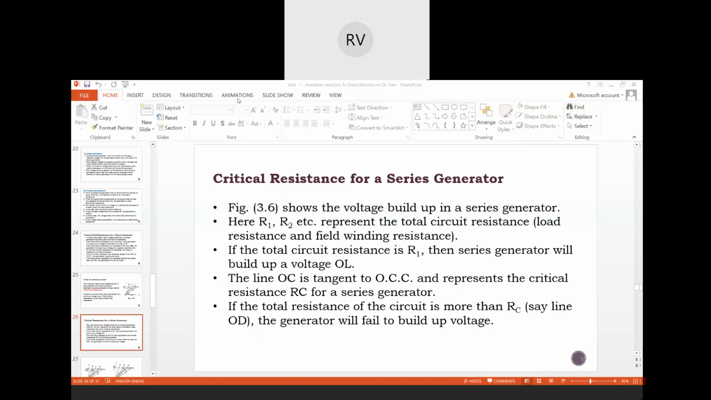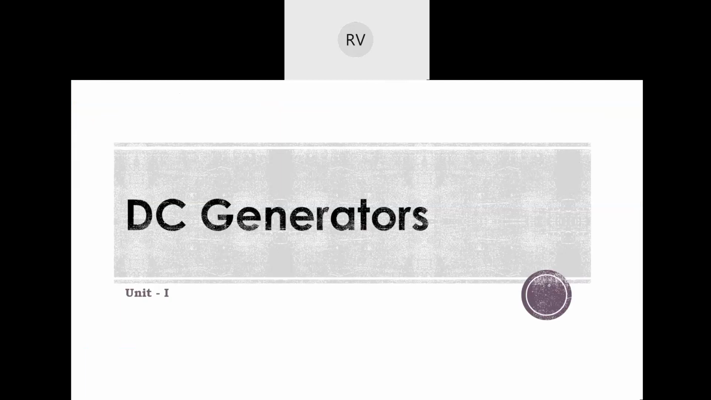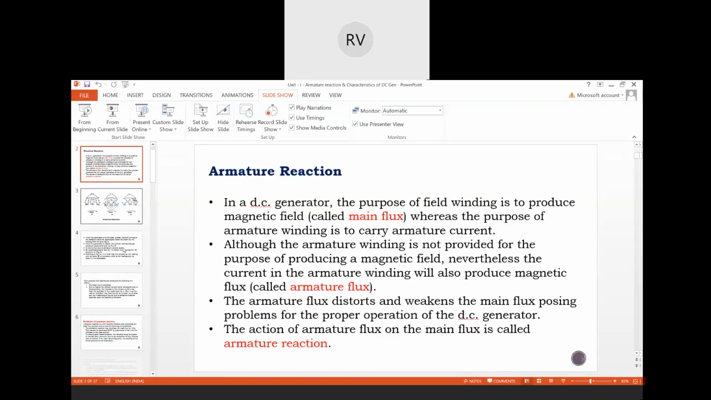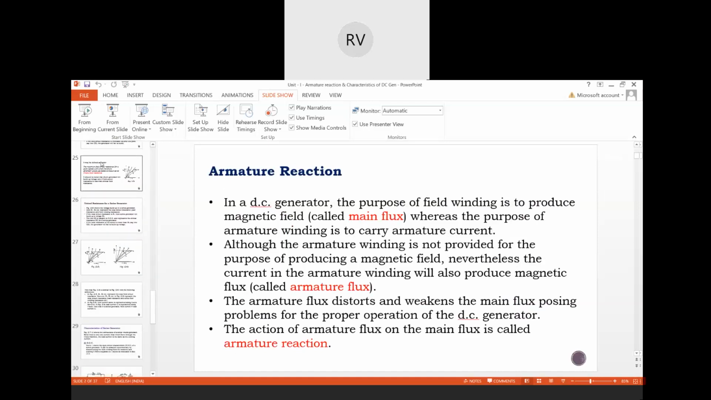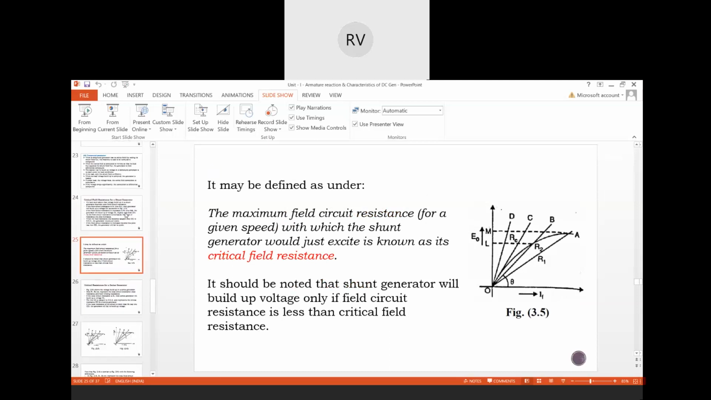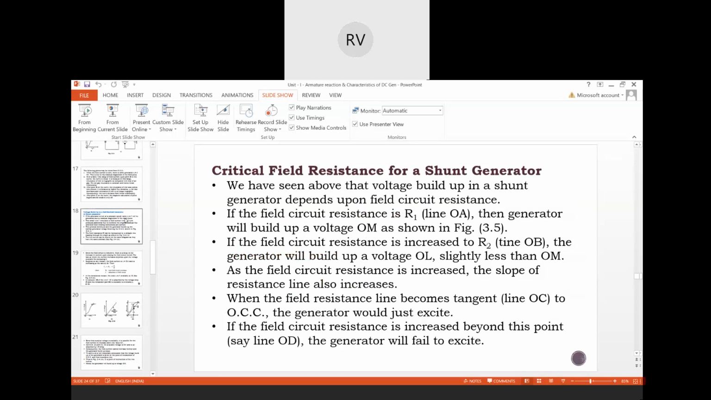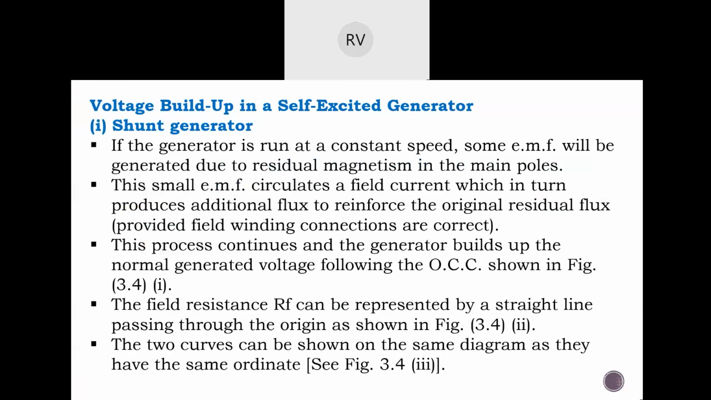Okay. So in the last class, we have seen different things, right? We have seen what is the voltage buildup in a shunt generator, as well as what is the critical field resistance of the shunt generator. All these things we have seen, right? We have seen in various cases how the voltage buildup is being done.